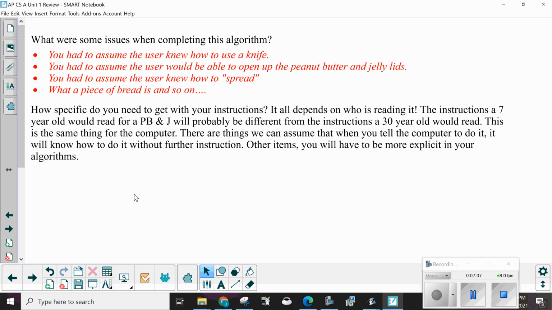How specific do you need to get with your instructions? Well, it all depends on who's reading it and who's going to follow them. The instructions given to a 7-year-old for a PB&J would probably be a bit different than the instructions a 30-year-old would read. This is the same thing for the computer. There are things we can assume that when you tell the computer to do it, it will know how to do it without further instruction. Other items, you will have to be more explicit in your algorithms.